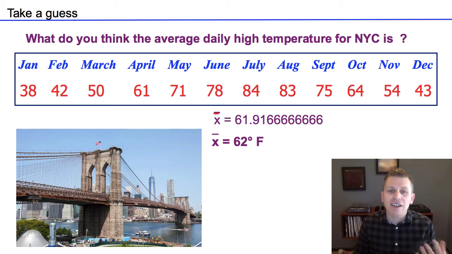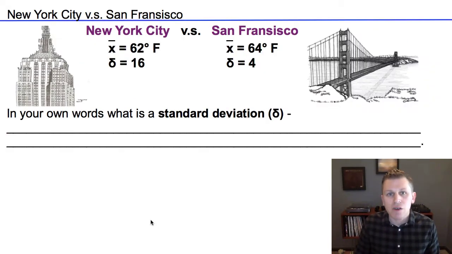So I had to look at a different number. The next thing that I looked at when comparing these two cities was standard deviation. If I look here, the averages for them are very similar.